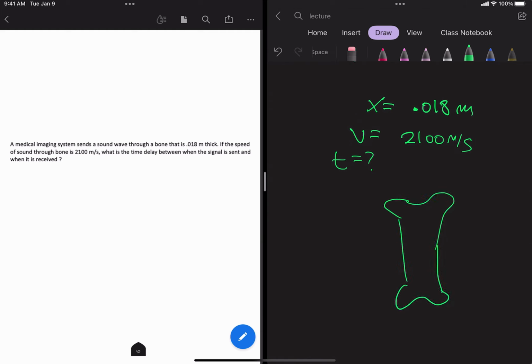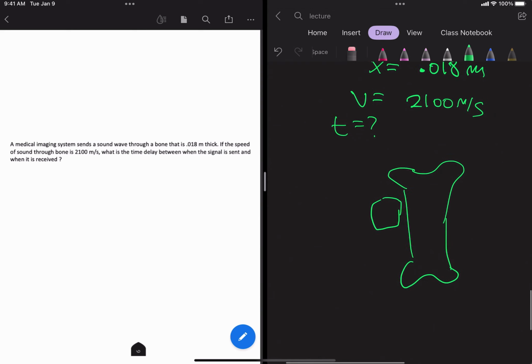And we're going to make some assumptions. We're going to assume that the imaging system is right next to the bone here. And what it's going to do is send a sound wave. The sound wave is going to travel across the bone at distance x, and it's going to travel back into the device over that same distance x here. So this is going to be a two-way trip. And as the sound travels through the bone, it's going to travel at the constant speed v.